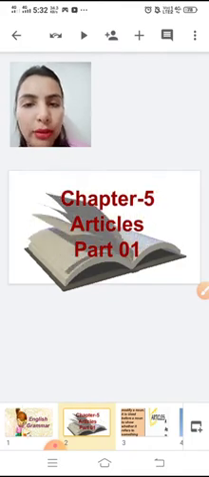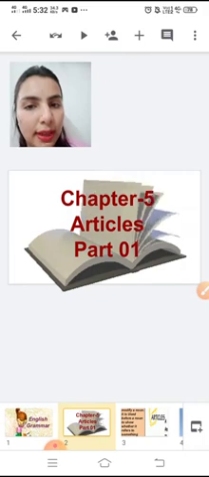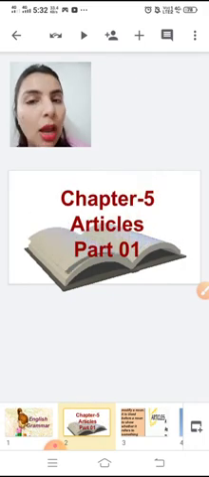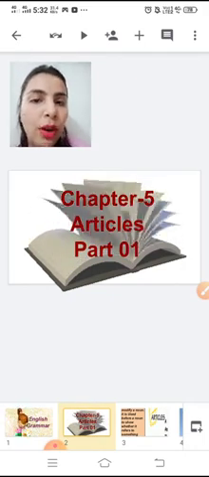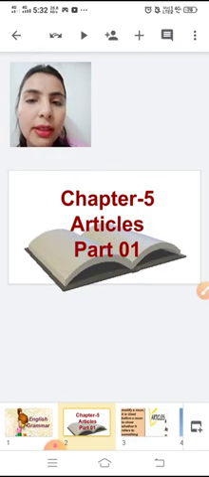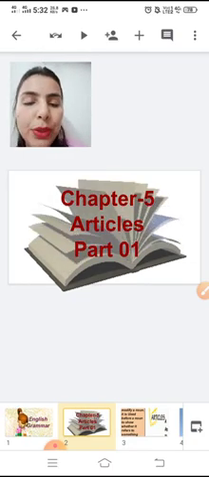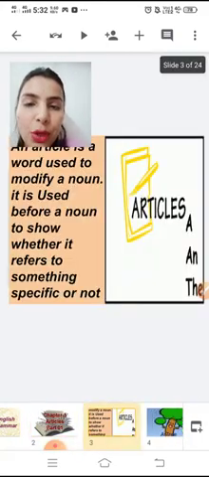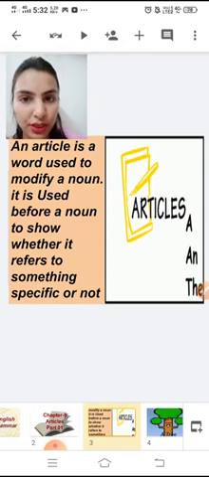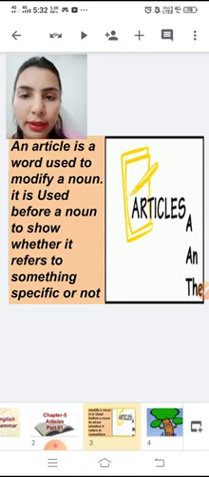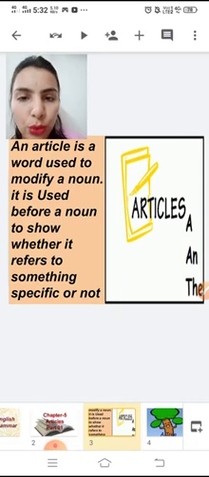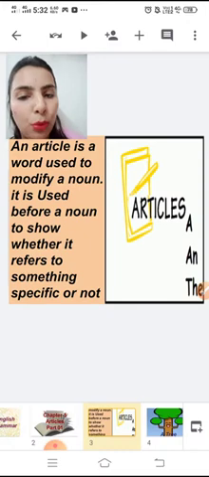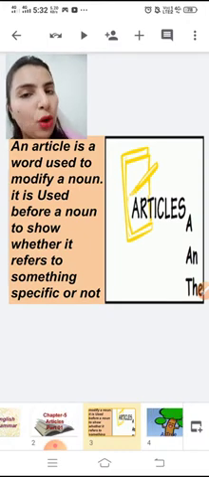Hope you had read about this chapter in your previous class, that is in class first. Now we are going to read about articles, something more. Okay, so let's start with the chapter number 5, articles. So first is here the definition of articles. An article is a word used to modify a noun. It is used before a noun to show whether it refers to something specific or not.